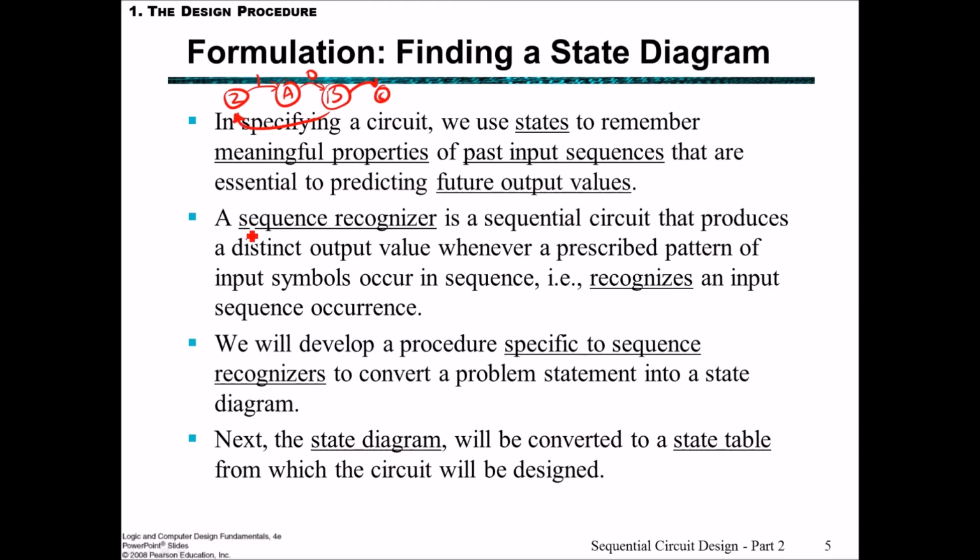So if we're doing a sequence recognizer, where we're trying to recognize a sequence of input values that have happened, maybe in this case a 1, a 0, and then a 0, before we give some sort of output. These state diagrams allow us to find patterns or to recognize sequences of input symbols. And so we're going to be developing a procedure that's specific to the sequence recognizer, because that's the sort of problem that this subject would like you to understand. So you'll need to be able to convert this problem statement into a state diagram, and the state diagram will be the way of recognizing the sequence.